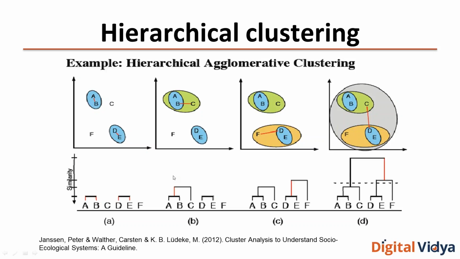Now you have to decide when to stop. If you tell the algorithm to stop when the number of clusters is 2, it will stop here and give you the output: this is one cluster, this is one cluster. If you tell it to stop when the number of clusters is 3, it will stop here and give you three clusters. If you tell it the number of clusters is 4, it will stop here and give you this, this and this.